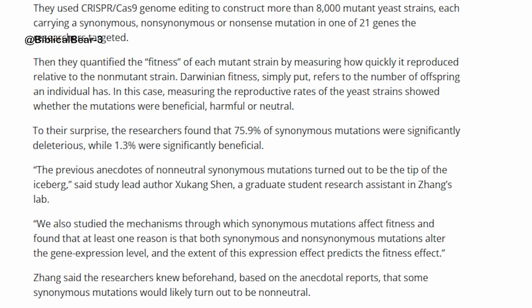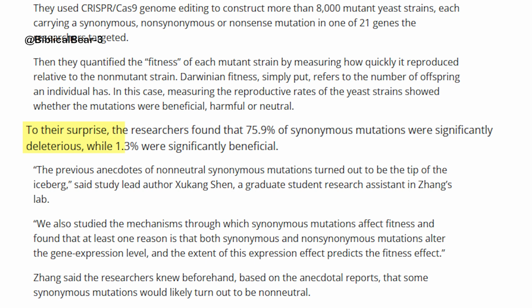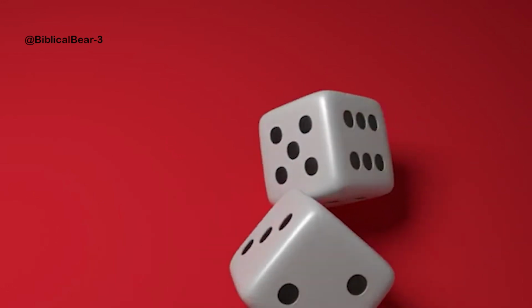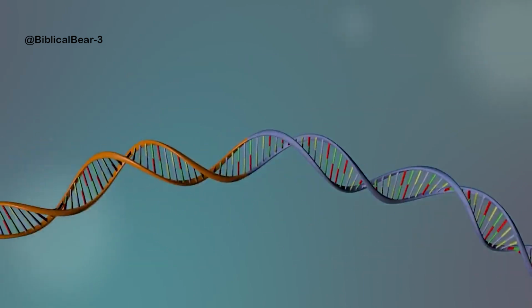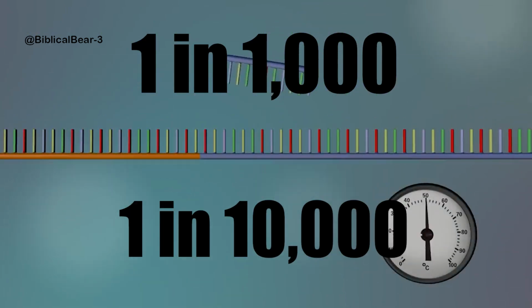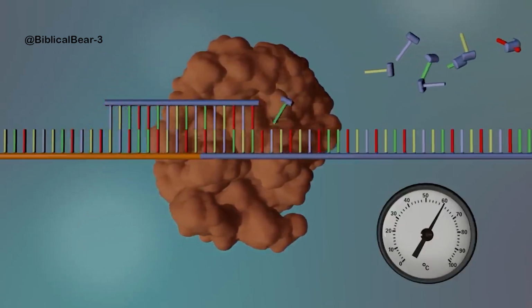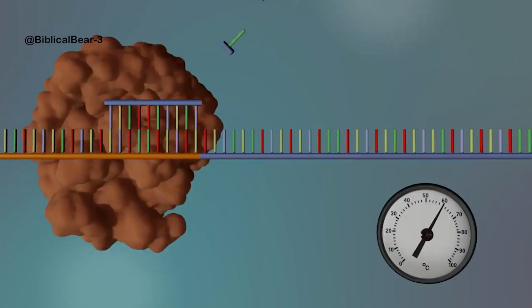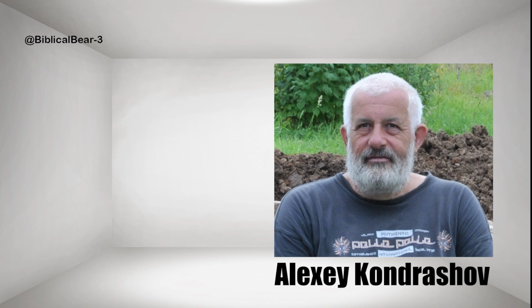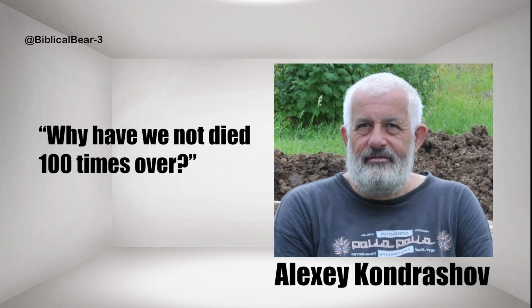Let's just look at this study done. To their surprise, the researchers found that 75.9% of the synonymous mutations were significantly deleterious, while 1.3% were significantly beneficial. And those odds are being a little generous. Other scientists estimate that the odds of having a beneficial mutation are around 1 in 1,000 to 1 in 10,000. So while beneficial mutations are more likely to be passed on, it just doesn't outweigh the vast amount of mutations deleting traits. As famous evolutionary scientist Alexey Kondrashov once put it, why have we not died 100 times over?